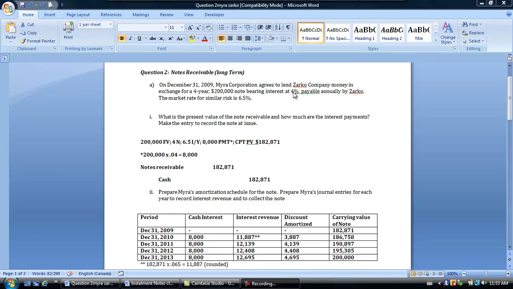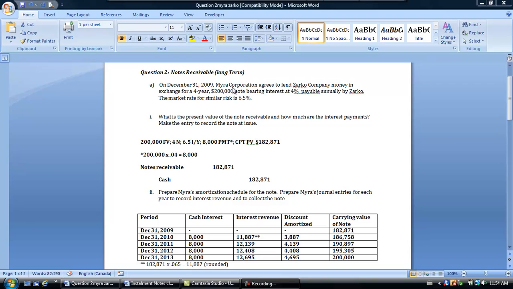bearing interest at 4%. The market rate for the note is 6.5%. In this case, on December 31st, 2009, Myra loaned Zarko some money, and in exchange they want a payment of $200,000 back at the end of a 4-year period. So because the note is interest-bearing, we are going to use the coupon or the stated rate in order to help us calculate the amount of interest that Zarko will pay Myra each and every year for the next 4 years, and that turns out to be $8,000 a year. In addition, Zarko has to pay Myra back $200,000.